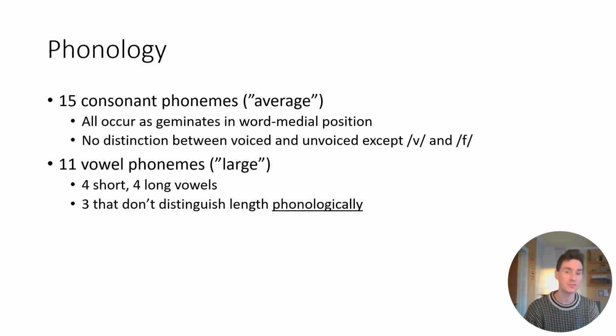And the language has 11 vowel phonemes, which in a cross-linguistic perspective is a large inventory. And I describe the language as having 4 short and 4 long vowels, and 3 that do not distinguish length phonologically. That is important since all of these vowels, even if they might be long and short, occur phonetically in a 3-way length distinction, but more about this later.